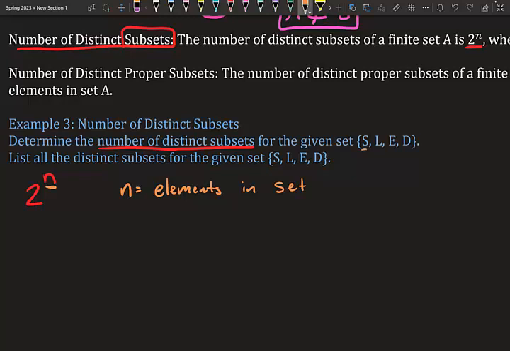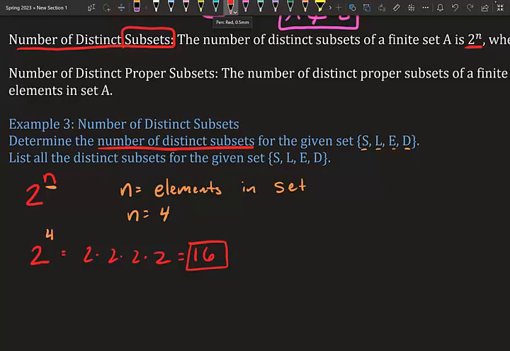So if we look, we have 1, 2, 3, 4. So we have 4 elements in our set. So we have 2 to the power of 4, which if you have a calculator, just plug it into your calculator. Or you can just do 2 times 2 times 2 times 2, which we get is 16. So there's 16 distinct subsets. That means different subsets of SLED. Now we're going to list them all.